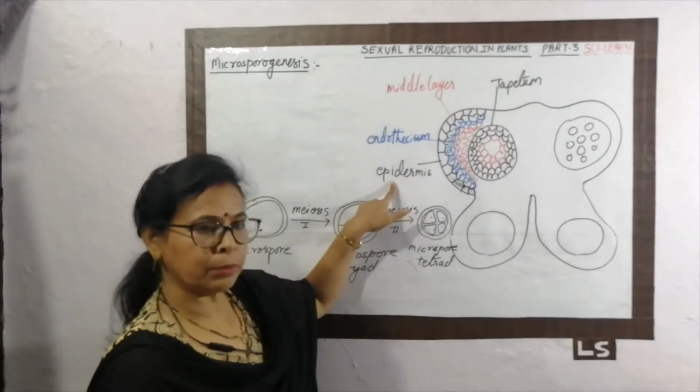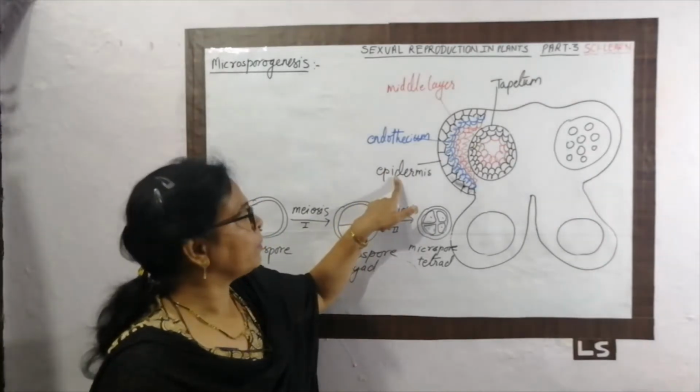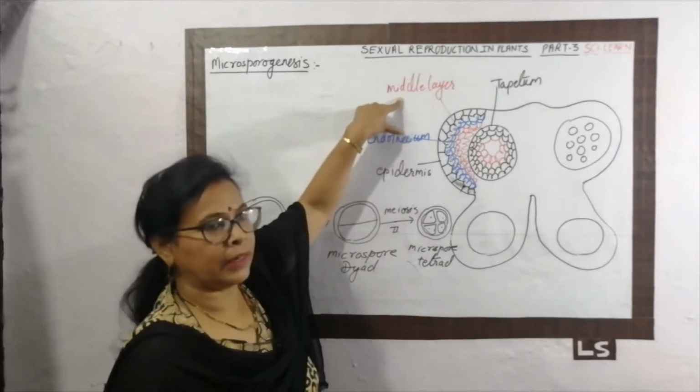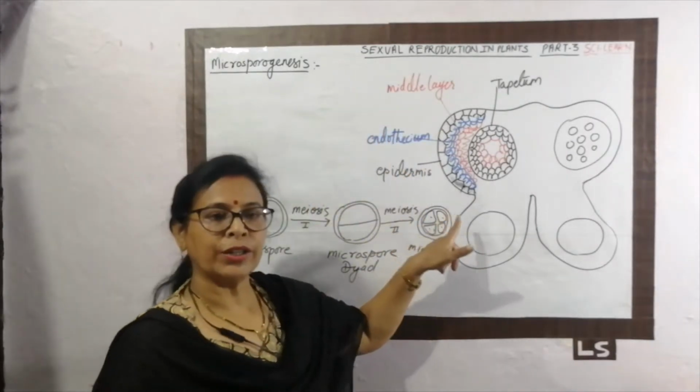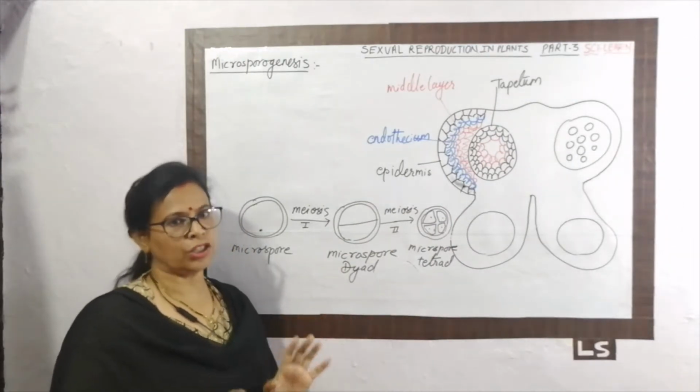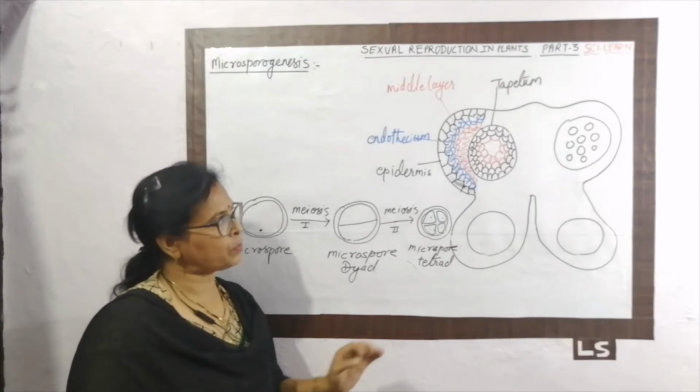The outermost layer is called the epidermis, the first layer. After the epidermis comes the endothecium, and after the endothecium, the middle layer. All three combine together to form the outer layer, which is only the protective layer, protecting the sporogenous tissue, which is present here.